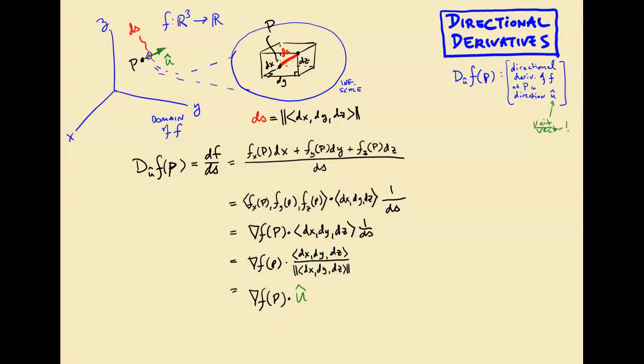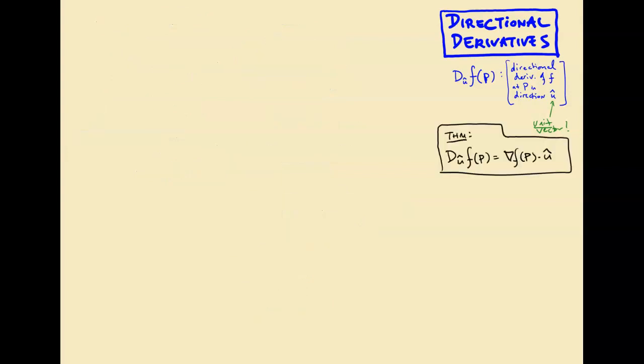Let me summarize this, and then we'll do an example or two. So here is the little theorem we just proved, or the formula we just derived, if you want to say it that way. Once again, to compute the directional derivative of f at p in the direction u, you take the gradient of f at p and dot it with the unit vector u. Important, once again, that we have a unit vector here. Go back and look at the very end of that derivation. You'll see it was crucial that we used a unit vector.